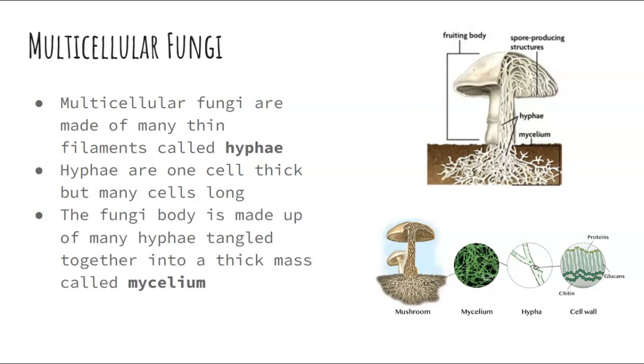And when you mush all of these hyphae together and you tangle them up and you make this thick mass that then looks like a mushroom, that is called mycelium. So all of the hyphae mushed together to make this beautiful looking mushroom, we would then call all of that mass mycelium. But if we were looking at one specific cell or one specific noodle in this mycelium, we would call that hyphae. So that's the difference between those two.